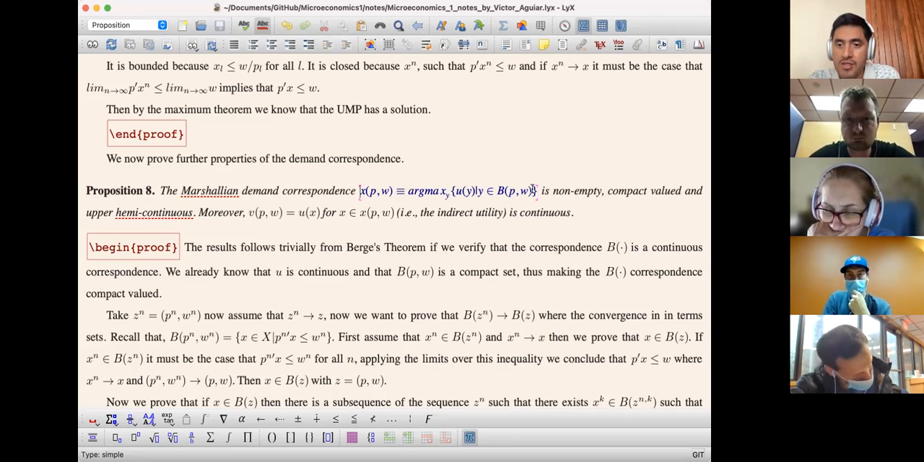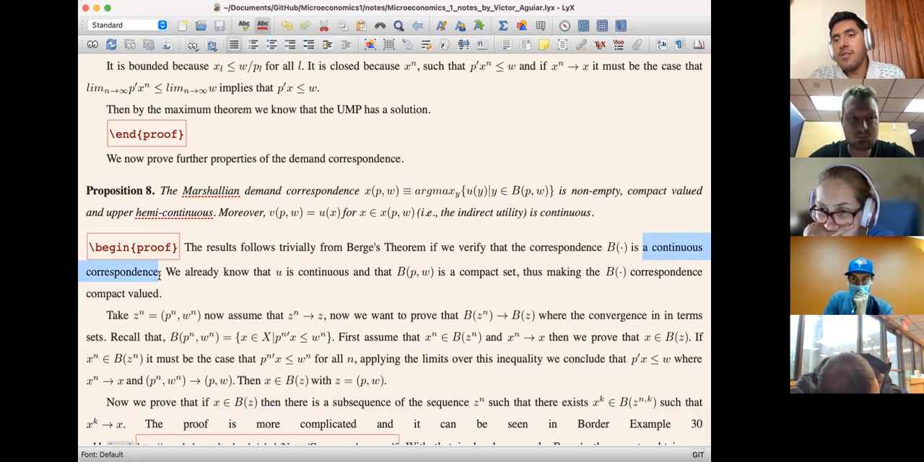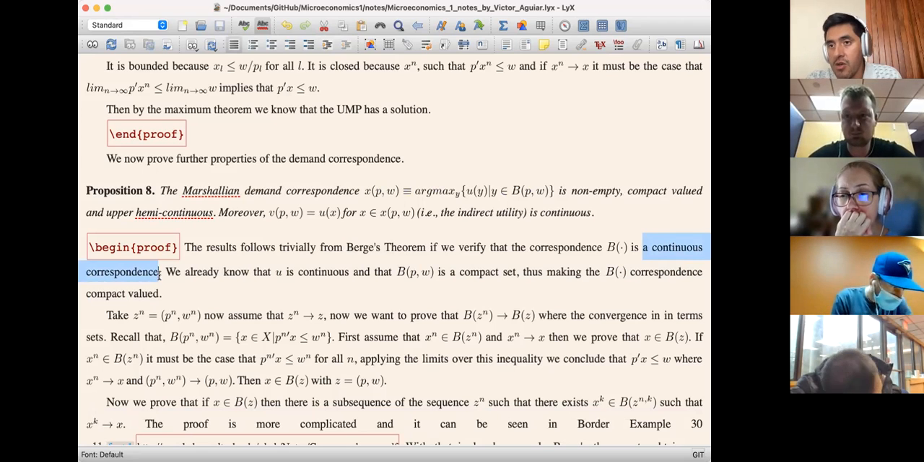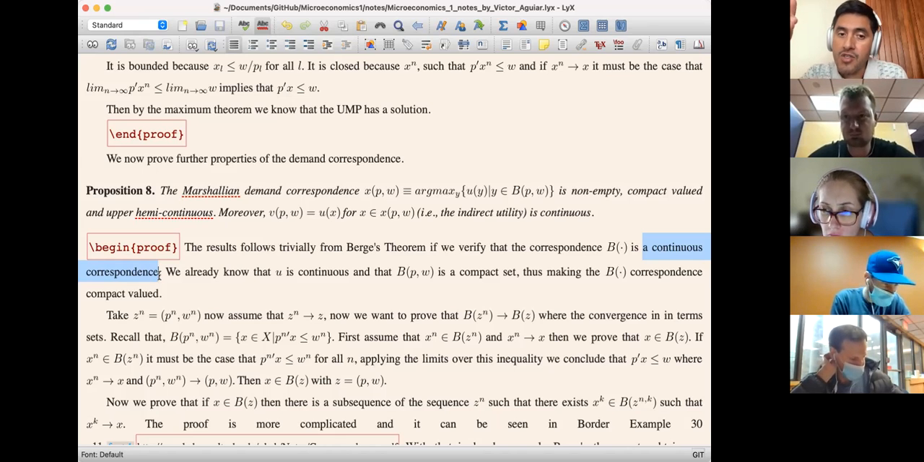Now the budget correspondence is a continuous correspondence. This is a bold claim, right? It's a continuous correspondence. Again, I'm not going to prove it, right? This is usually done in the math class, where you basically have to check, and this is an exercise that is always done there, that the budget correspondence is a continuous correspondence. I already defined what a continuous correspondence is in the previous lecture, so you can check. Once you have checked that, now I'm ready to apply Berge's theorem.